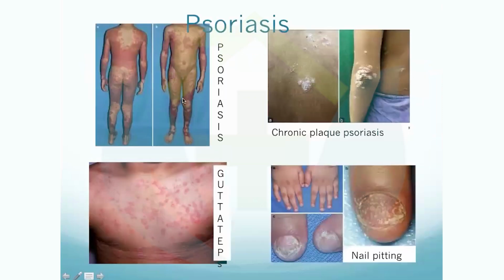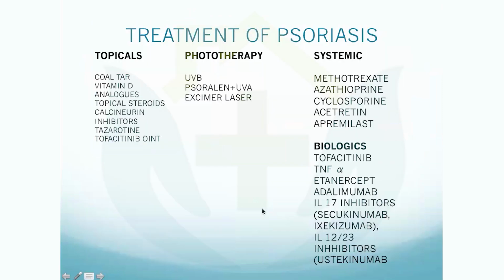Psoriasis can be very extensive. You can have guttate psoriasis, especially after streptococcal infection, and in chronic cases, it becomes scaly raised plaques, which are usually localized in most of the areas, and it can be associated with arthropathy and nail pitting. Treatment of psoriasis involves topical treatments with coal tar, vitamin D analogs, calcineurin inhibitors, and then we have phototherapy, ultraviolet B, and we have PUVA, or psoralen and UVA treatment.